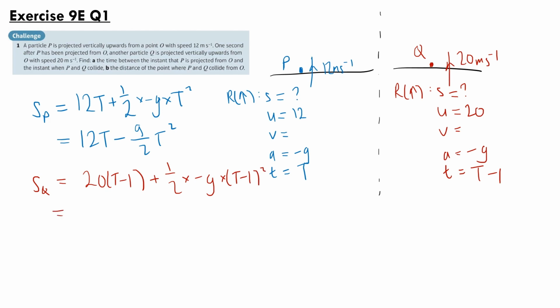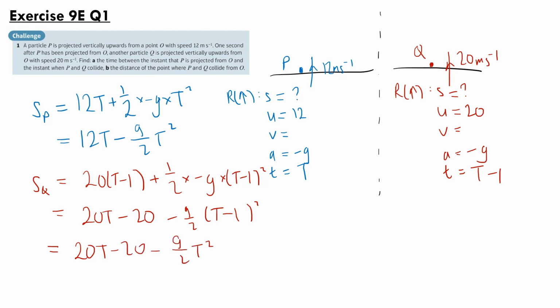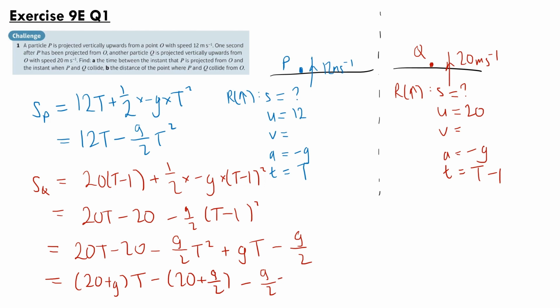That is equal to 20t minus 20 minus g over 2 (t minus 1) squared. And if we expand the brackets, we have 20t minus 20 minus g over 2 times t squared. We have a minus 2t, so that would give us plus gt, and plus 1, so that's minus g over 2. And collecting like terms here, we have 20 plus gt minus 20 plus g over 2, and finally minus g over 2 t squared.